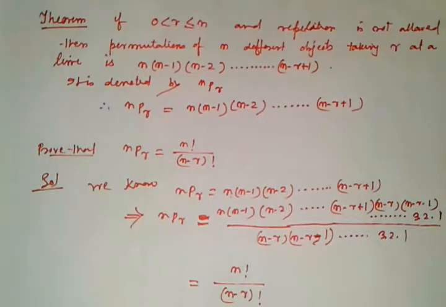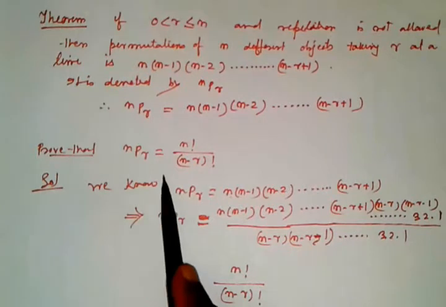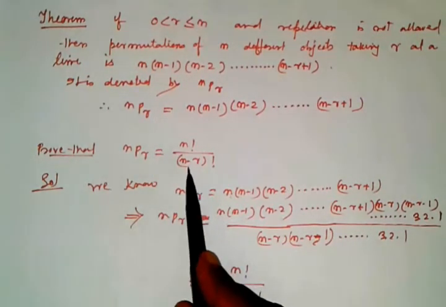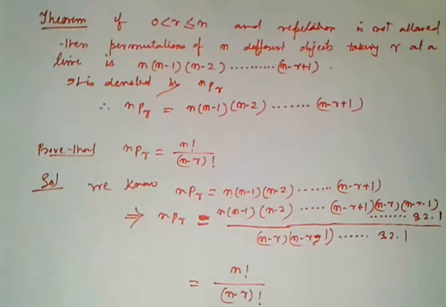This is all about the proof of the theorem: nPr is equal to factorial n divided by factorial n minus r. In the next class, I shall discuss some problems which are in exercise number 7.3.